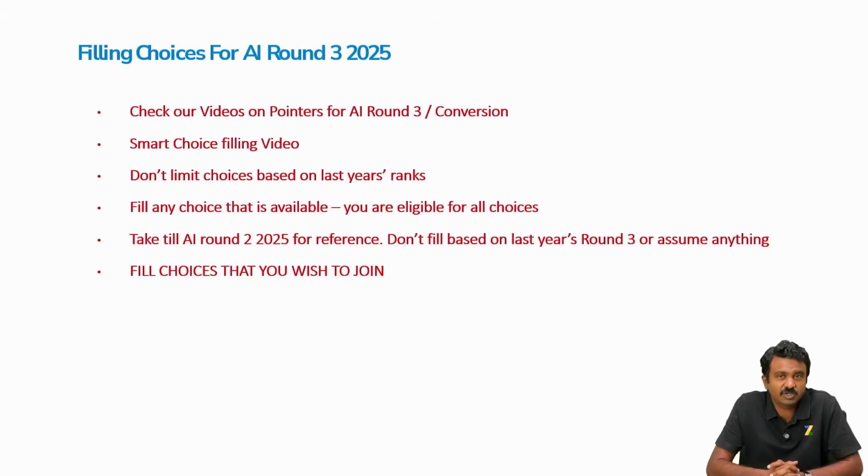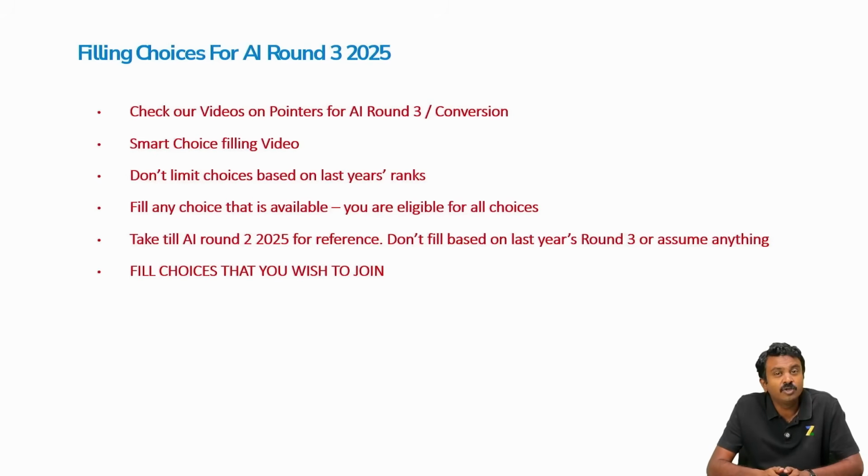Let us say you fill a choice that you are for sure not willing to join. You get allotted in All India Round 3, you will not be eligible for All India Stray. Whether you join or don't join doesn't matter. Once you get an allotment in All India Round 3, you will not be eligible for All India Stray. So fill choices that you wish to join.